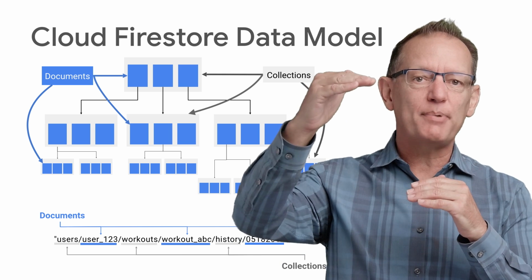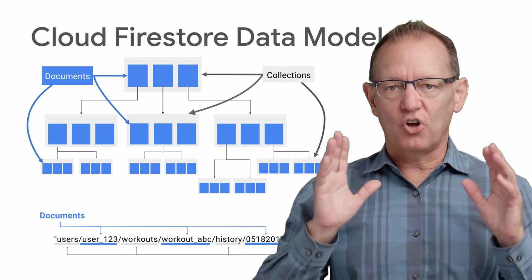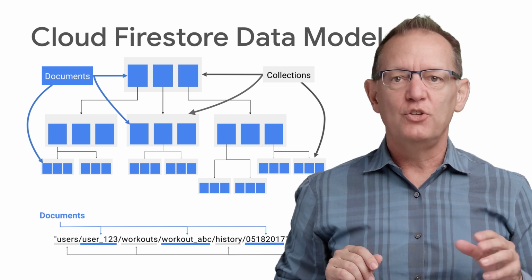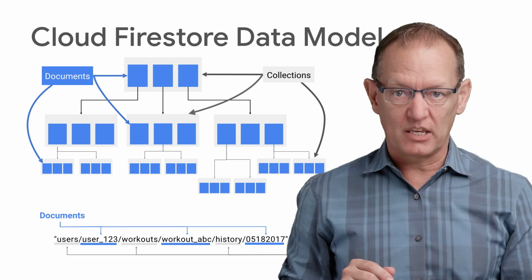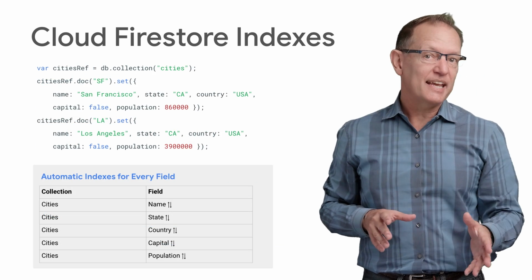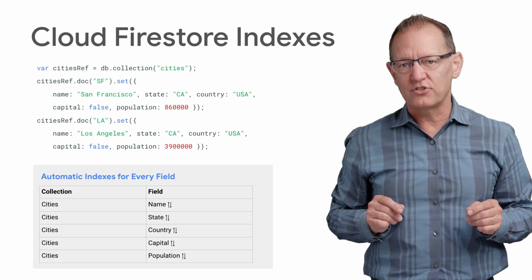Notice the alternating pattern of collections and documents. Your collections and documents must always follow this pattern. You cannot reference a collection in a collection or a document within a document. Managing indexes in Cloud Firestore is also a little different than how they're managed in Datastore.